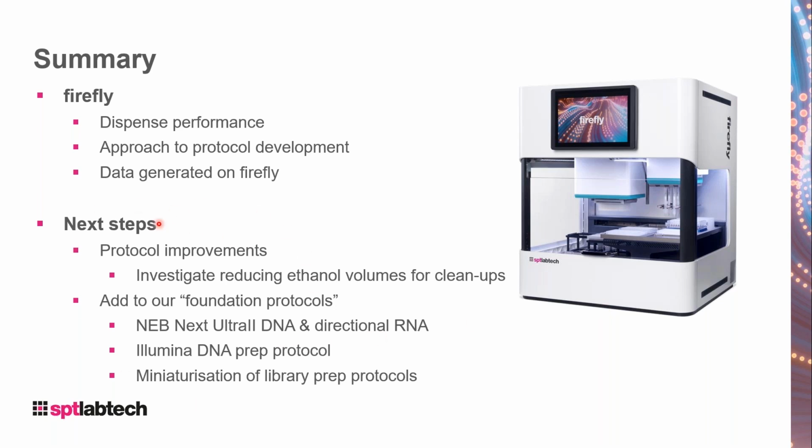In terms of next steps, we're going to continue making protocol improvements and add to the protocols that we're developing. So we'll look at the NEB Ultra II FS kit, DNA kits, and also a directional RNA kit from NEB. We'll also look at the Illumina DNA prep protocol. And once we've looked at those for full volumes, we'll move on to look at miniaturized protocols for these library preps.